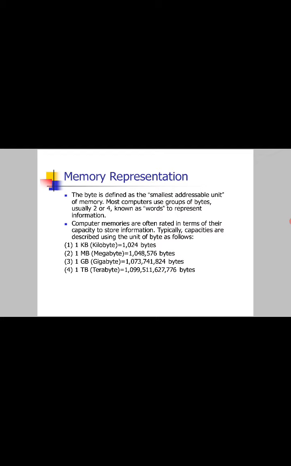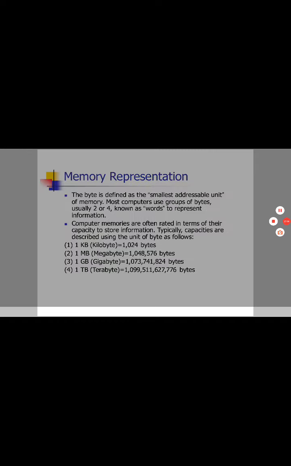So generally a byte means 8 bits. A bit means either 0 or 1. And 1 kilobyte, 1 KB, means 1024 bytes. 1 megabyte, MB, means 1024 kilobytes. 1 GB, gigabyte, means 1024 megabytes. 1 TB, terabyte, means 1024 gigabytes. So these terms are used to represent the memory of a computer, or the internal memory or storage of a computer.